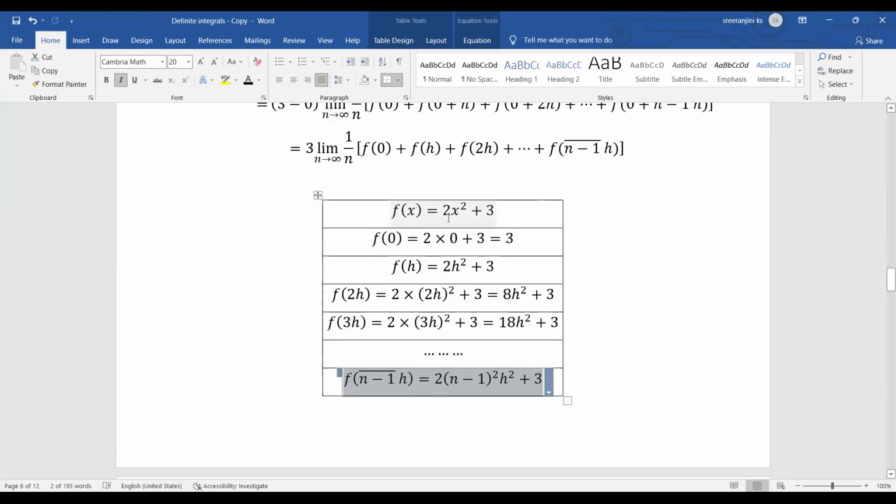And as I told you, if x is there, that will give us sigma i equal to 1 to n minus 1 i. Similarly, here we have x square, so it will take us to the sum of squares of the first n minus 1 natural numbers.